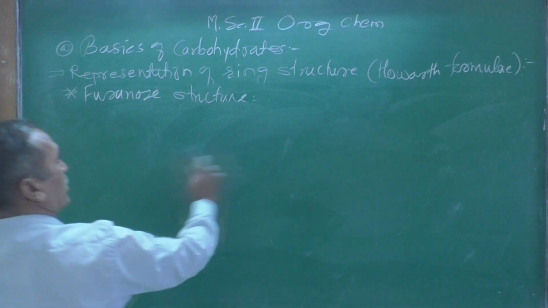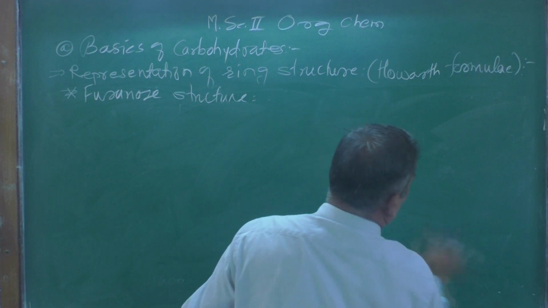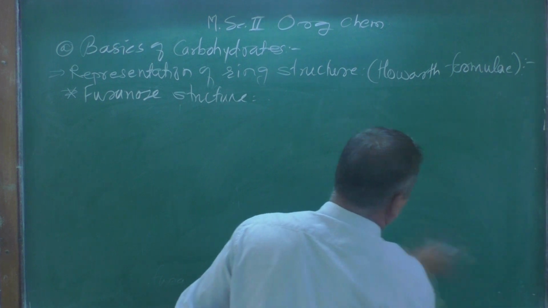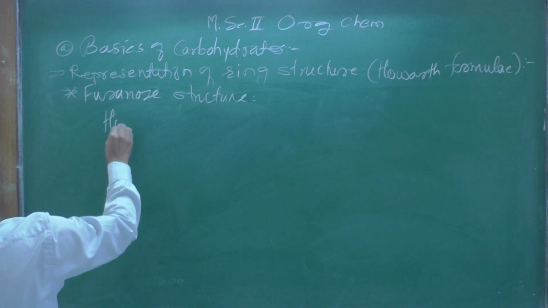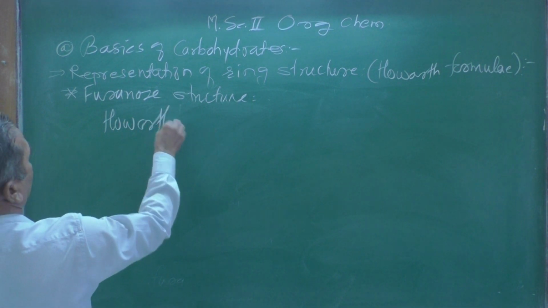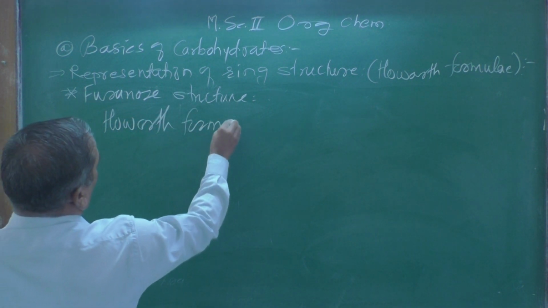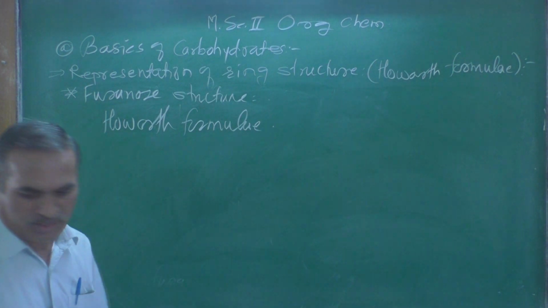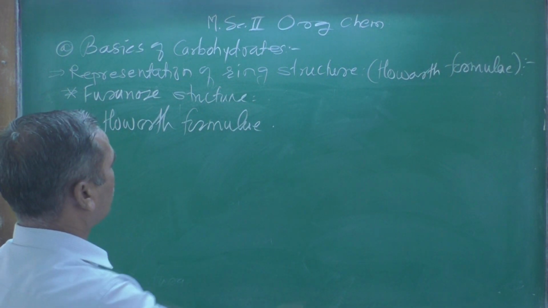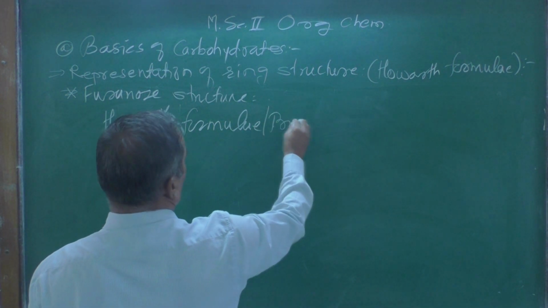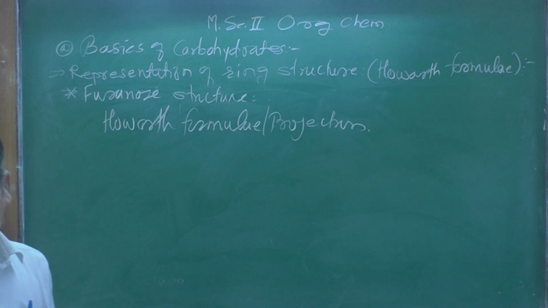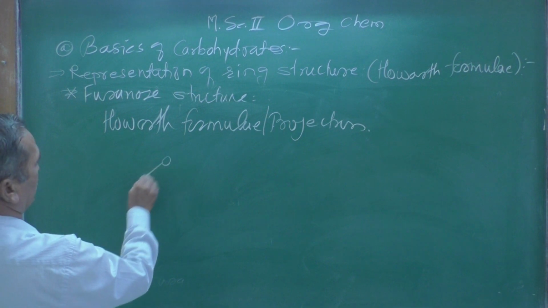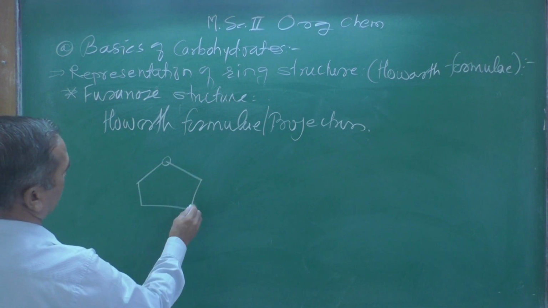Let us see over here. Haworth projection formula, Haworth formulae. Haworth formulae, or Haworth projection formulae. Let us see here, a 5-member ring, this one, and in this way we can draw this.